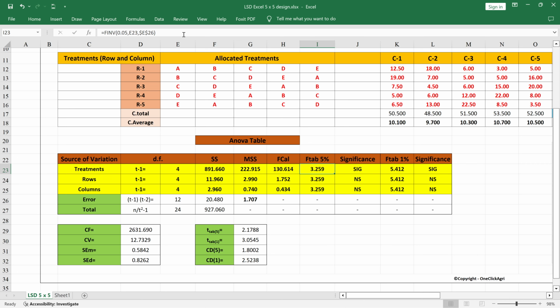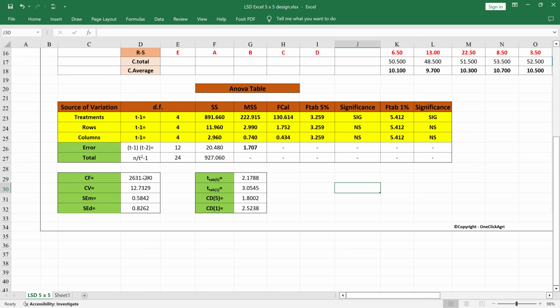For F table, you can use 0.5. For 1%, you can use 0.1%. You can use this formula, and just you calculate the significance. You know you need to use the IF function for this. Whether this value is greater than or less than, then show the significance or non-significance. You will get from this formula. Okay, so you can do same things for the F table 1% and significance.